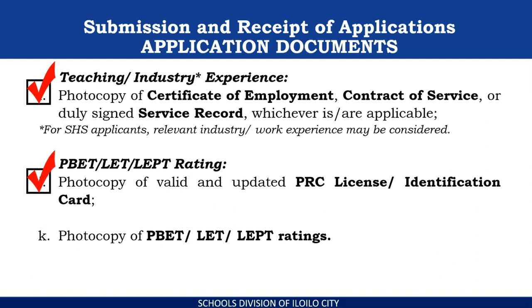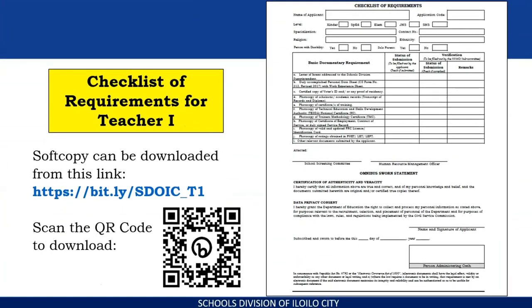Next document is a photocopy of valid and updated PRC license identification card. Photocopy of PIBET, LET, or LEPT ratings. The checklist of requirements for Teacher 1 can be downloaded on the link that can be seen on the screen. You can also scan the QR code to download the file.